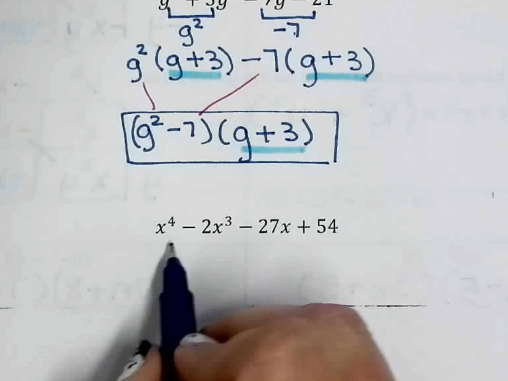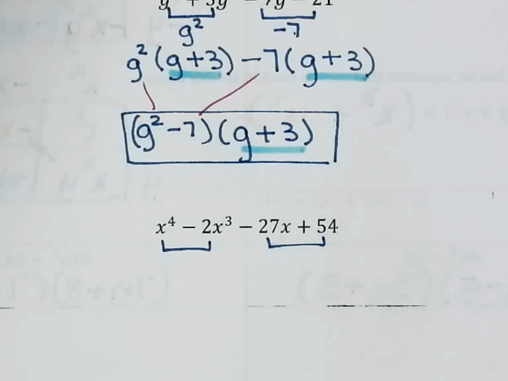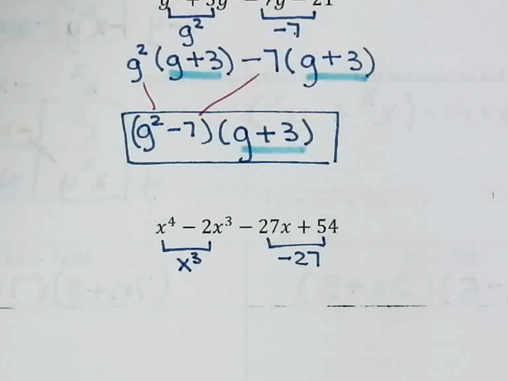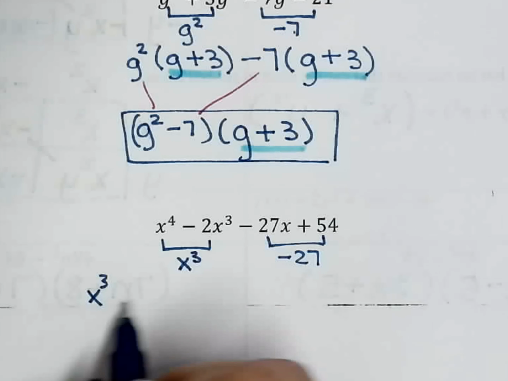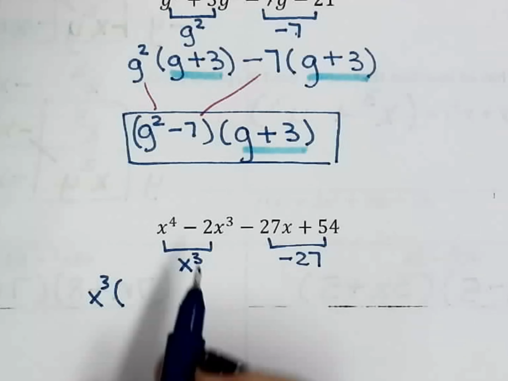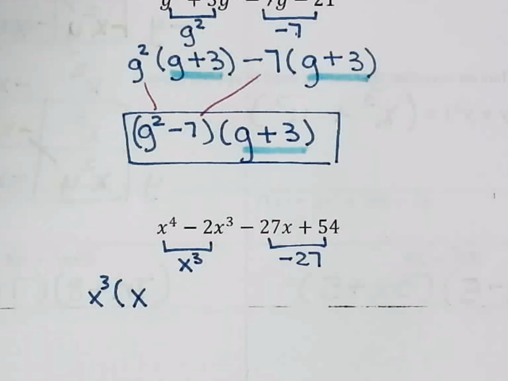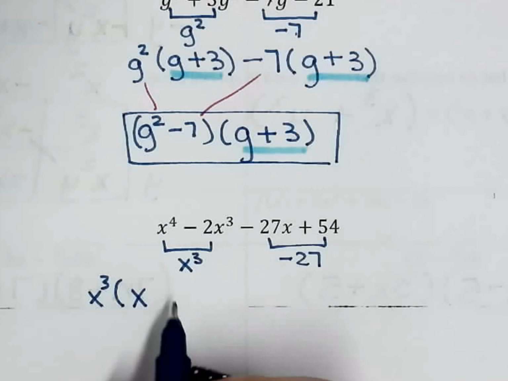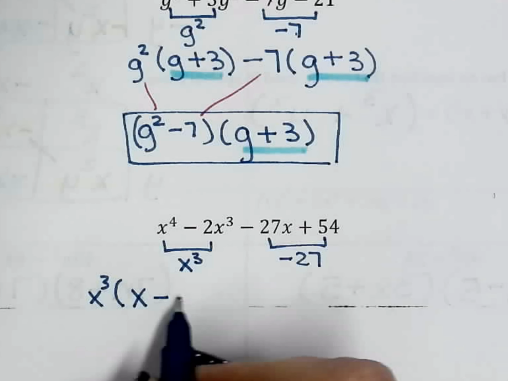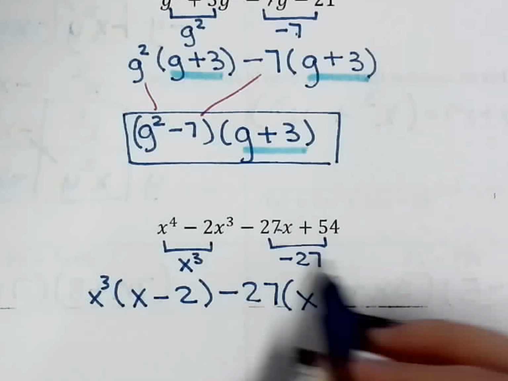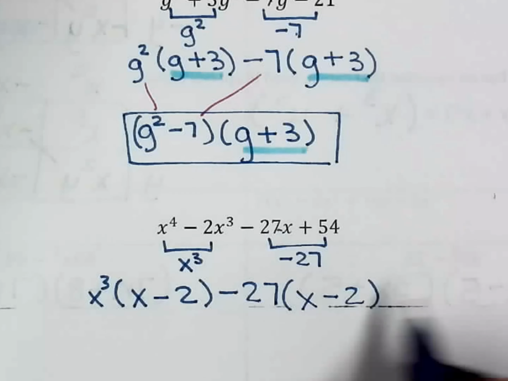All right. Group and group. Pull out the GCF. Pull out the GCF. The GCF goes in the front. When you divide, that goes in parentheses. So x to the 4th power divided by x cubed, you get x. And then you're going to divide -2x cubed divided by x cubed, you get -2. -27 goes right there. Divide, you get x right here. Divide, you get -2 here.